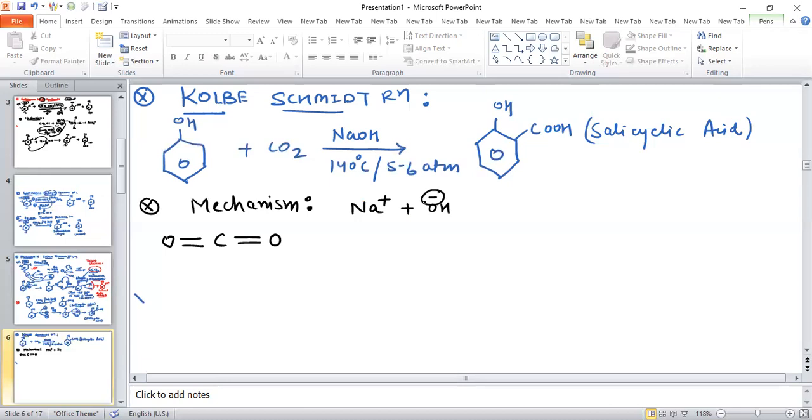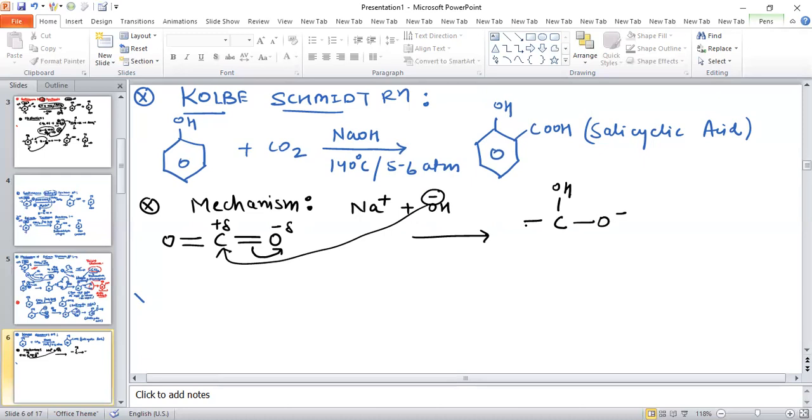This carbon is partial positive and this oxygen is partial negative. When this OH minus attacks the carbon, one of the bonds breaks on the oxygen atom. So it will be like this: C with OH attached, and this is O minus, and this is C double bond O.